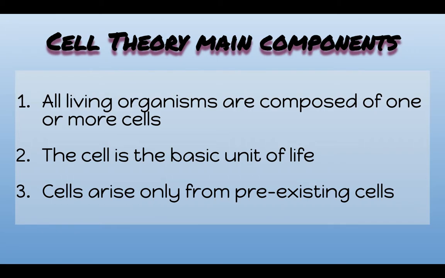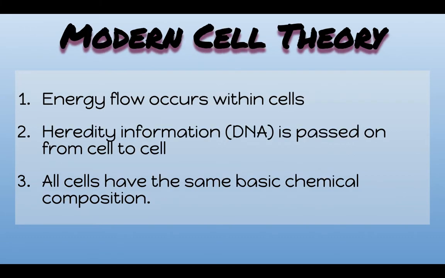Now, as you can imagine, microscopes and technology have vastly improved what scientists are able to observe and discover. So modern-day scientists have made a few additions to cell theory, and they are here. The first addition is energy flow occurs within cells. Two, hereditary information, or DNA, is passed on from cell to cell. And three, all cells have the same basic chemical composition. And I imagine as technology continues to improve, there may be more additions. Science is always changing and improving.